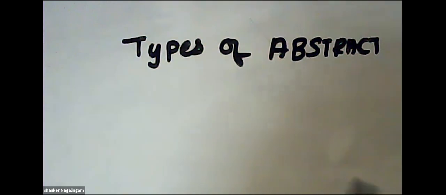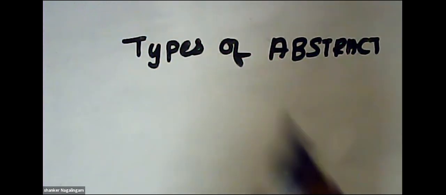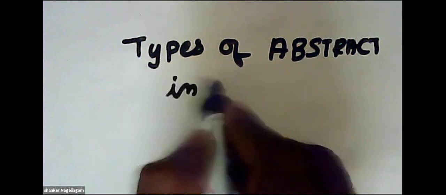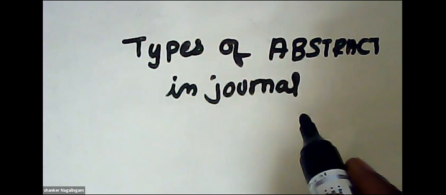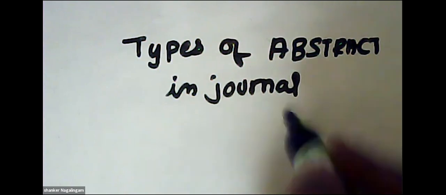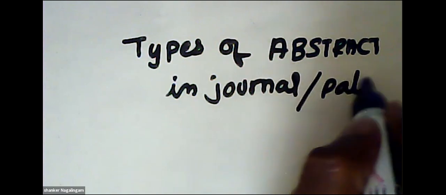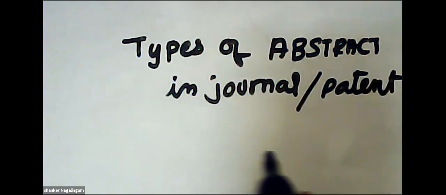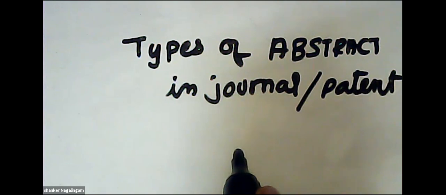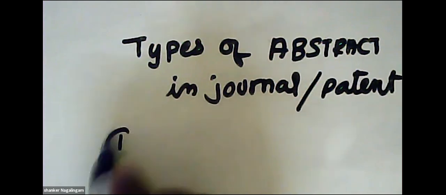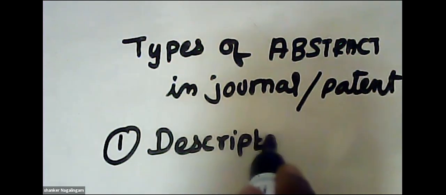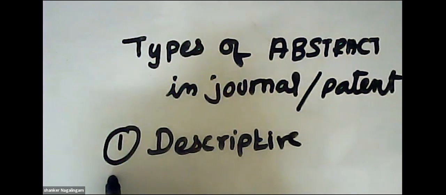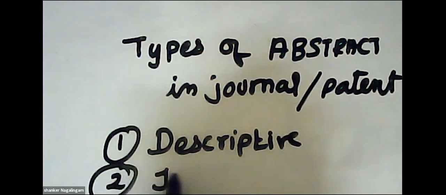Today's class is going to deal with types of abstracts in journals. When you talk about types of abstract, the abstract for a journal and the abstract for a patent are different. Now we are going to deal with types of abstract. In that, we have the descriptive abstract, and the second one is the informative abstract.